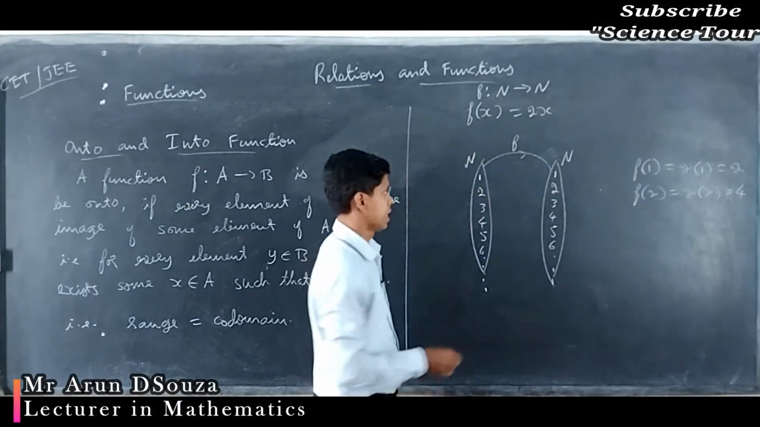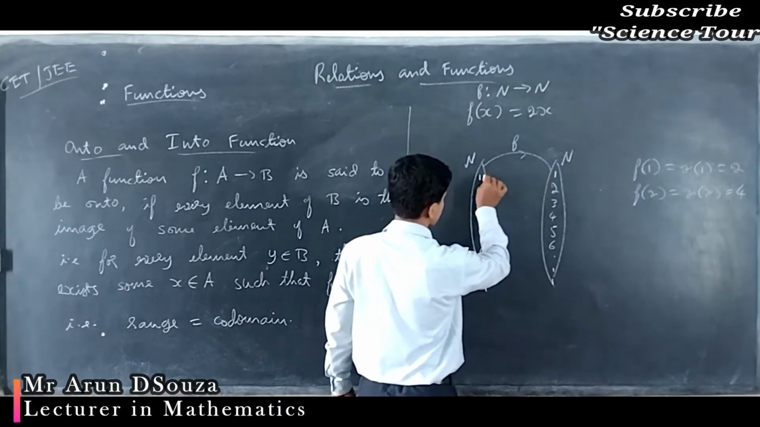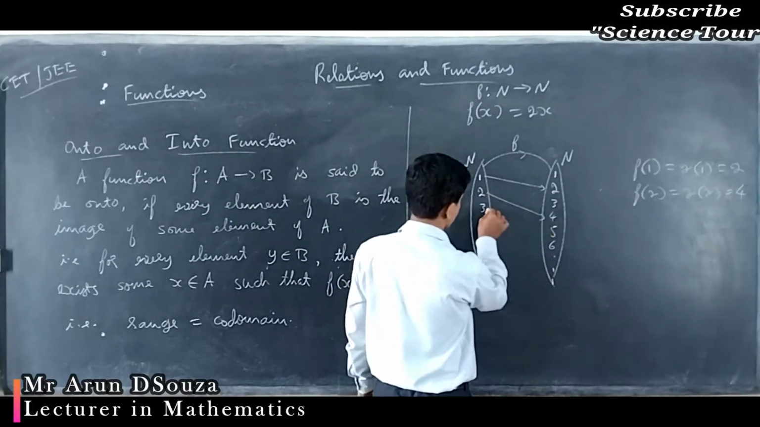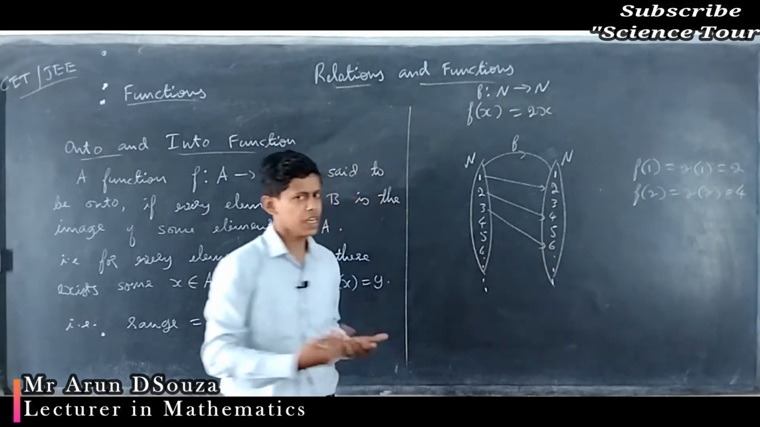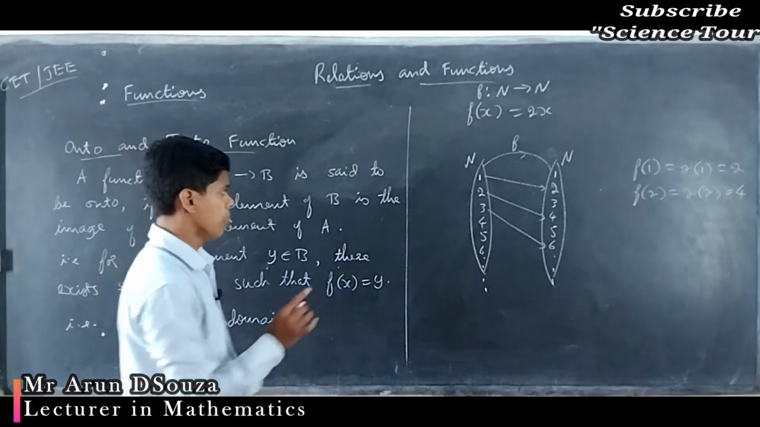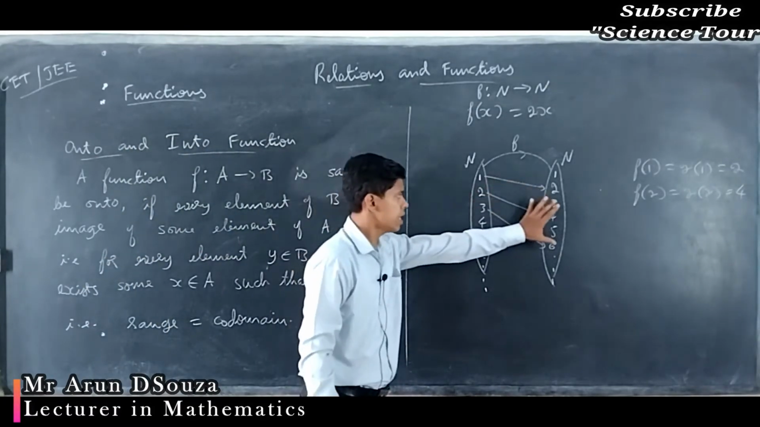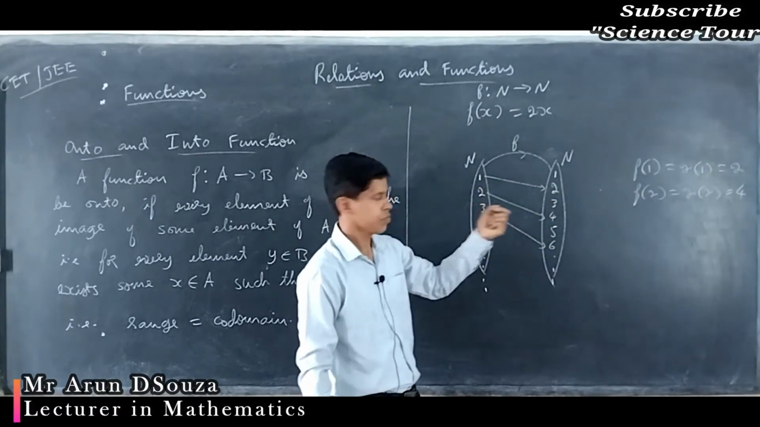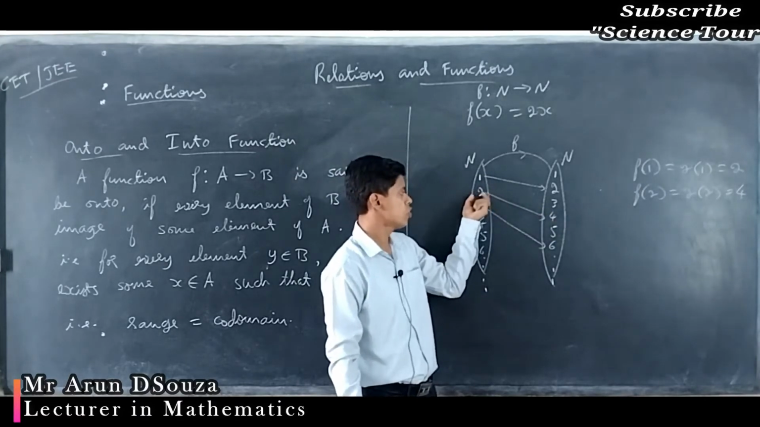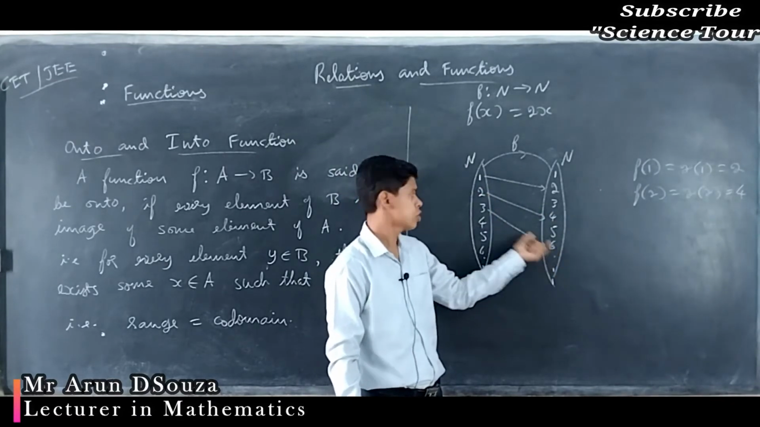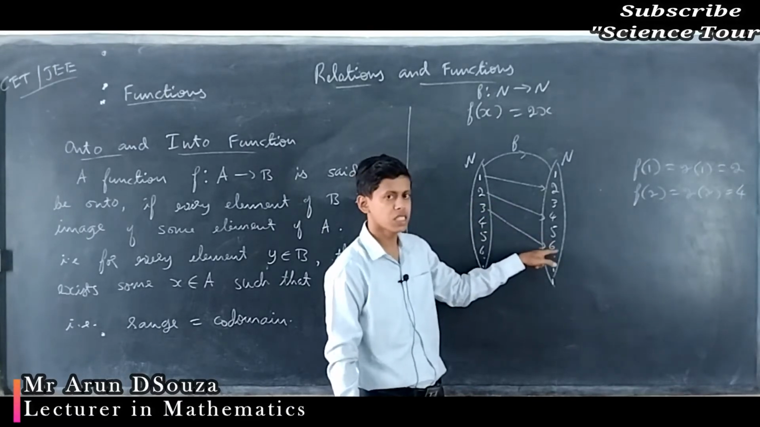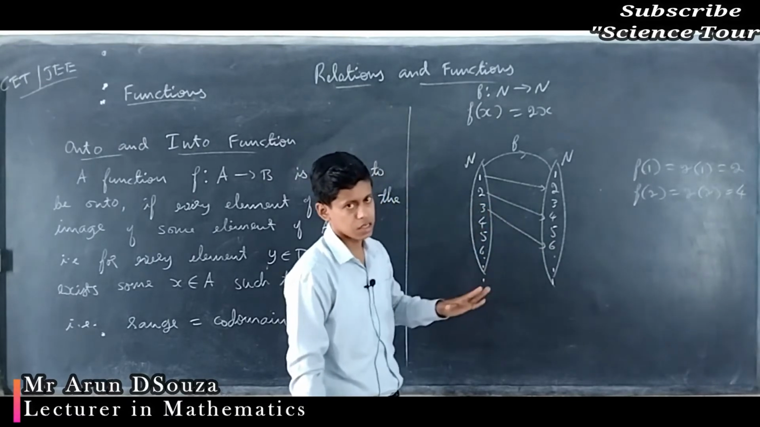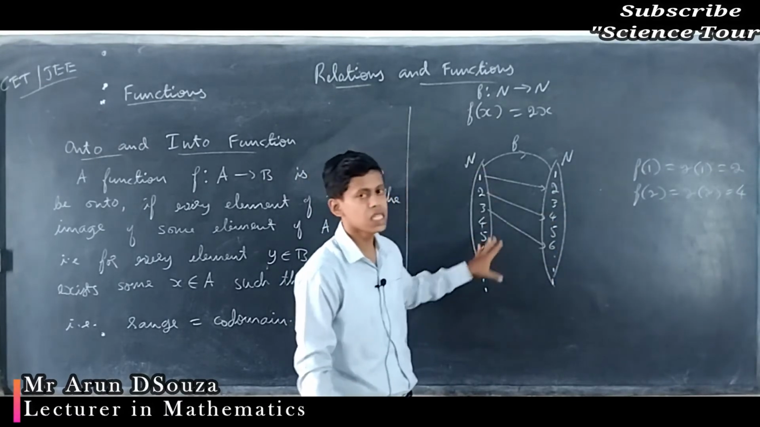You can understand that. So 1 is related to 2, right? And 2 is related to 4, 3 to 6, 4 to 8, 5 to 10, and it goes on like that. Well, now understand that 2 is the image of 1, 4 is the image of 2, 6 is the image of 3, because 3 is mapped to 6. So 6 is the image of the element 3. Understand the terms: these are the images and these are the elements.